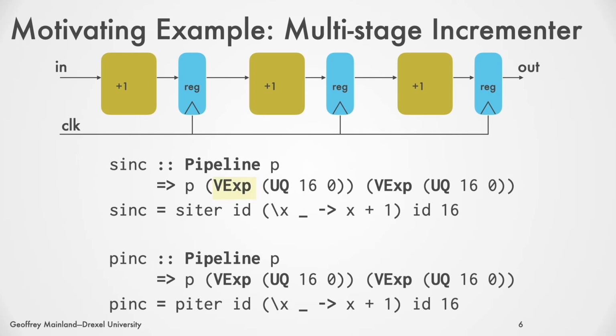We'll see the VX type again momentarily. This is the type of VHDL expressions. The UQ type is the type of unsigned fixed point numbers. Here we're using fixed point numbers with 16 integral bits and 0 fractional bits. The pipeline type is indexed by the type of its input and the type of its output. Our pipelines both take an unsigned 16-bit integer as input and produce an unsigned 16-bit integer as output.